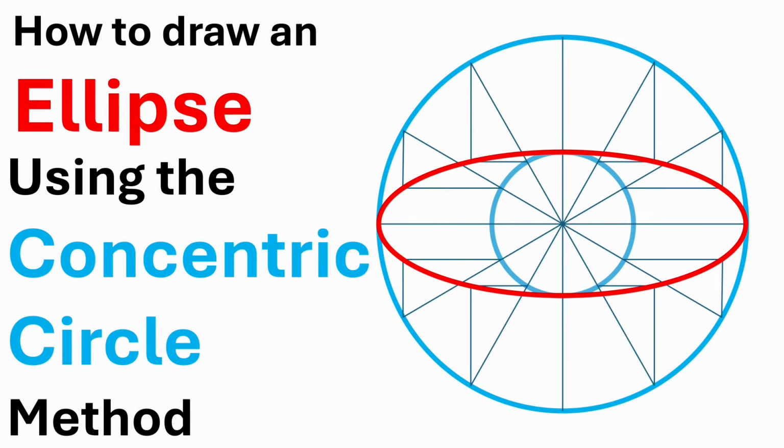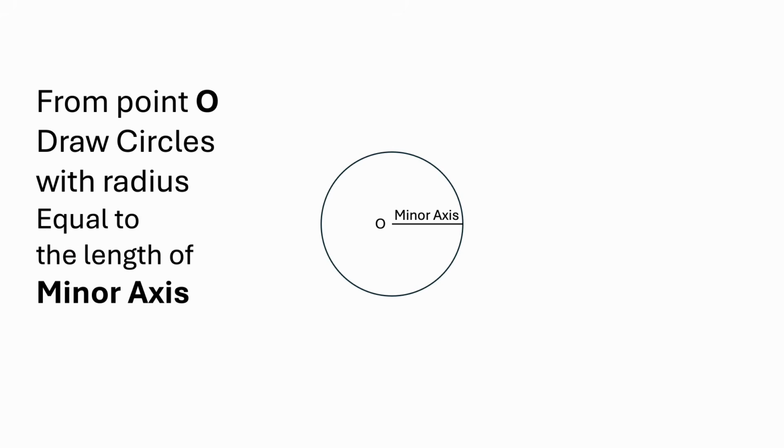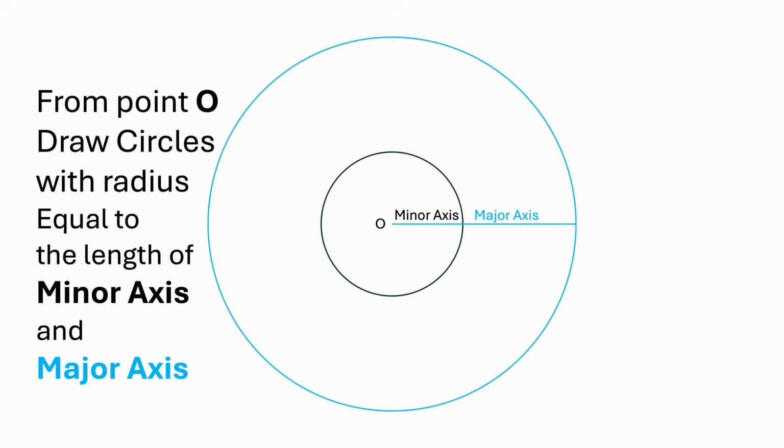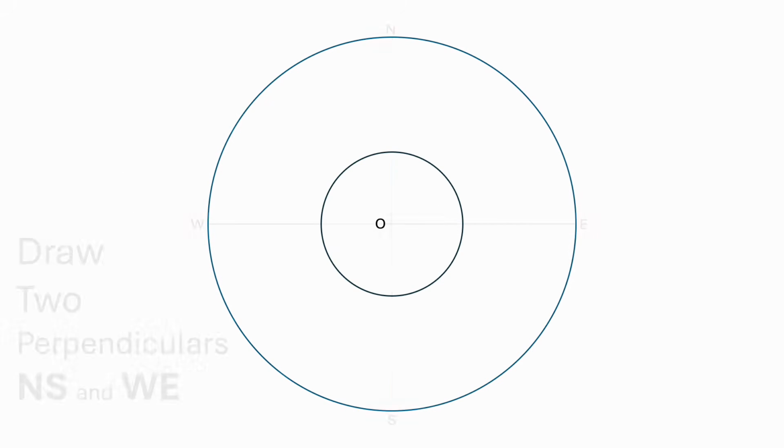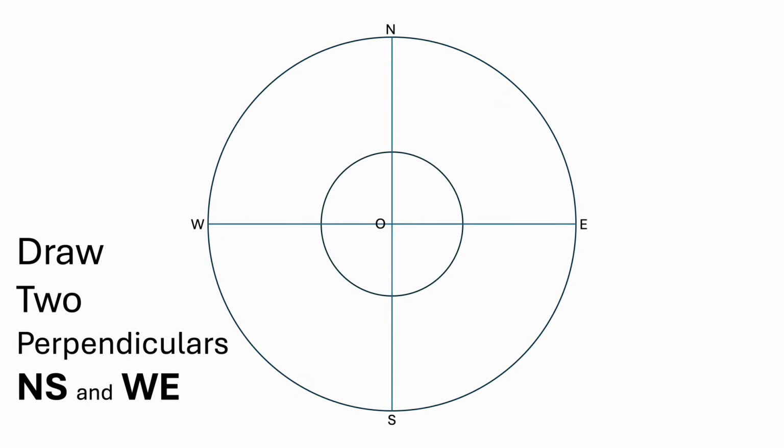How to draw an ellipse using the concentric circle method. From point O, draw circles with radius equal to the length of the minor axis and major axis. Draw two perpendiculars NS and WE that intersect at point O.